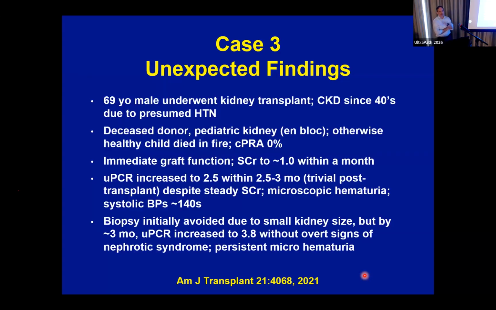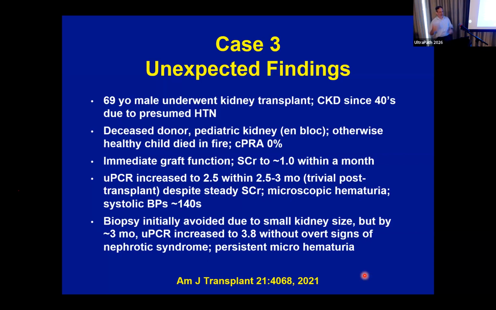However, over the course of a couple of months, his urine protein to creatinine ratios increased to about 2.5 within 2.5 to 3 months, despite his serum creatinine remaining stable. He also had some microscopic hematuria. His blood pressure was reasonably well controlled, about 140 or so.